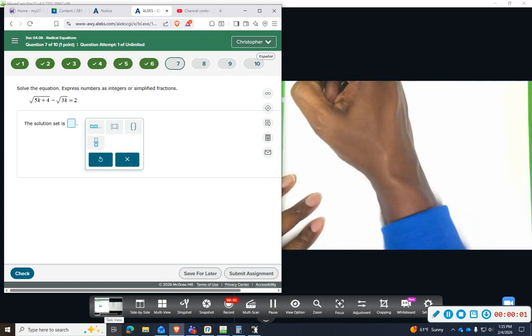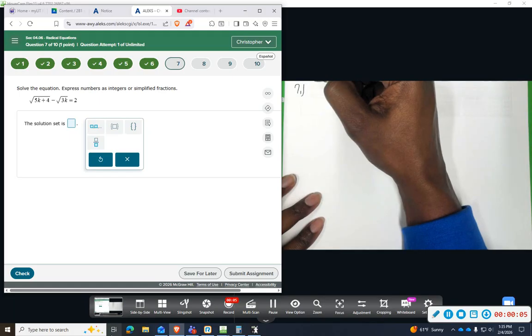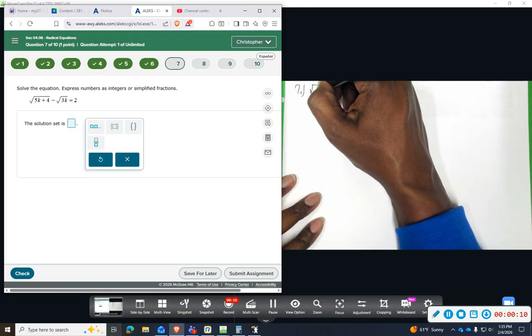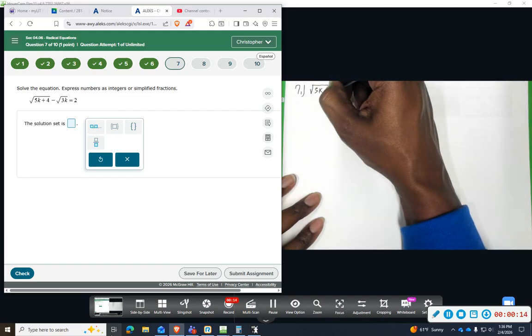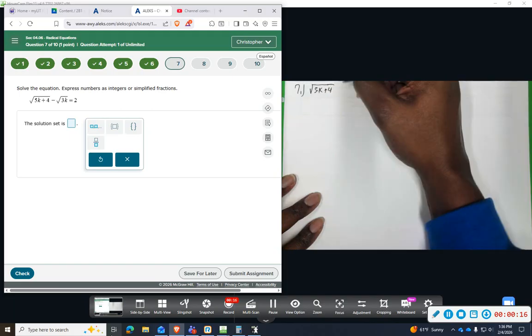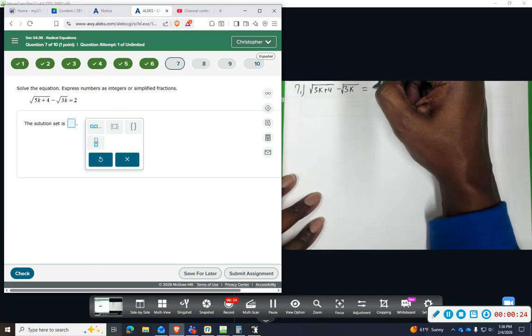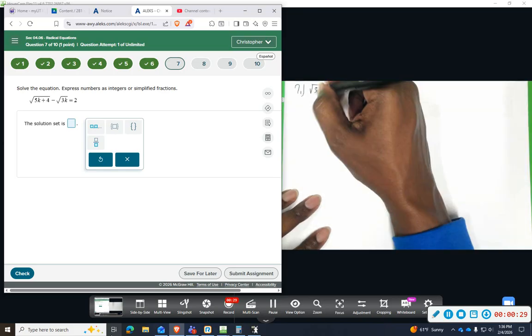All right, number 7. We have another problem with 2 radicals, so we're going to have to isolate one, and then we'll end up squaring this problem twice. We got the square root of 5k plus 4 minus the square root of 3k, and that is equal to 2. So I'm going to move this term over so I can isolate this radical.